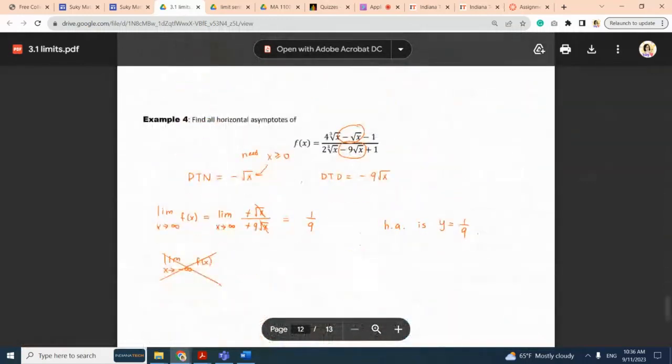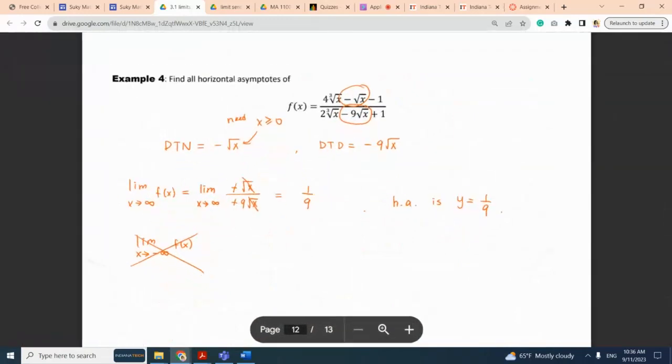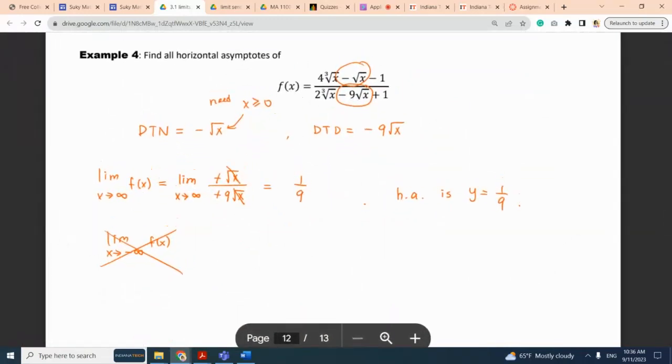Okay, let's check our answers. So we have the dominant term of the numerator is the negative square root of x. Square root is bigger than cube root, because the power of cube root is 1/3, square root is 1/2. 1/2 is bigger than 1/3. Right, everybody? And the denominator is minus 9 square root of x. And that's it. Do not simplify.